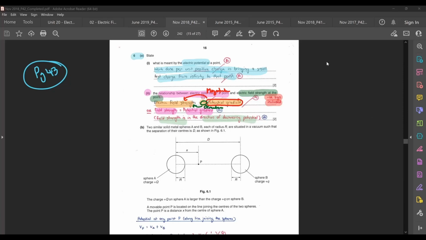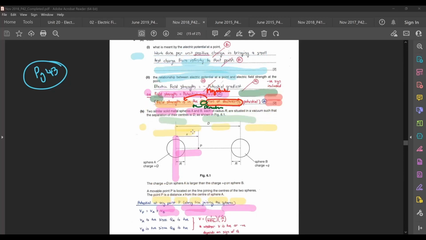Then after that, you look at B. In B, you have 2 similar solid metal spheres A and B, each with radius r, situated in a vacuum such that the separation of the centers is d. The charge positive Q on sphere A is larger than the charge positive Q on sphere B. You have a movable point P located on the line joining the centers of the 2 spheres. The point P is the distance x from the center of sphere A. So your x is measured from the center of sphere A.